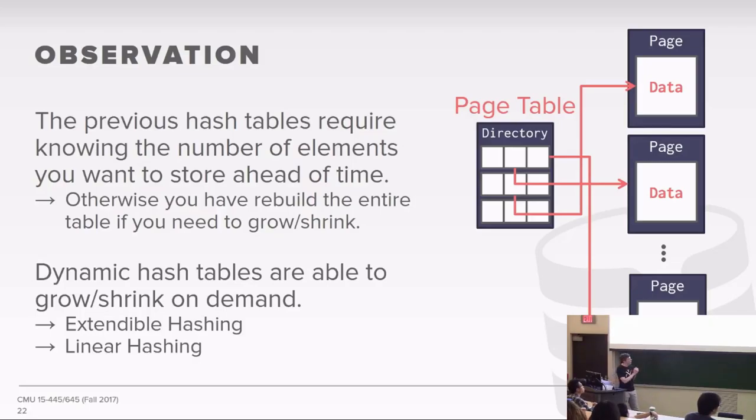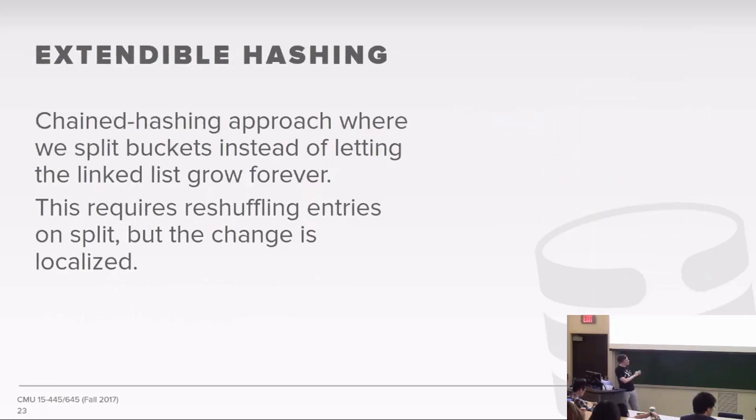Okay, so with extendable hashing, the way to think about it is that it's going to be like chain hashing, where we have buckets. But instead of letting the linked list of buckets per slot in our lookup or offset array grow indefinitely, what will happen is that we're going to split them incrementally, and just reorganize the entries of the bucket we want to split. Right? So instead of having to reshuffle the entire table, we'll have a localized change to just the one that gets too big.